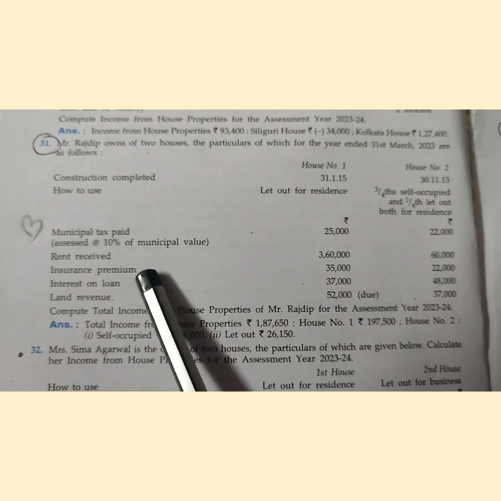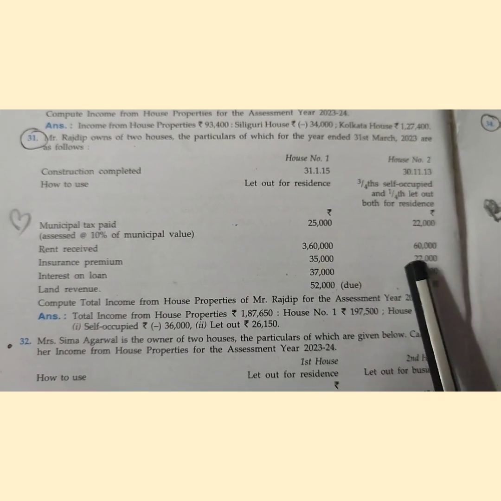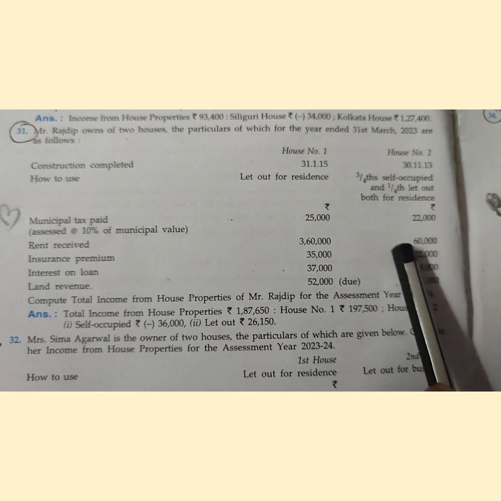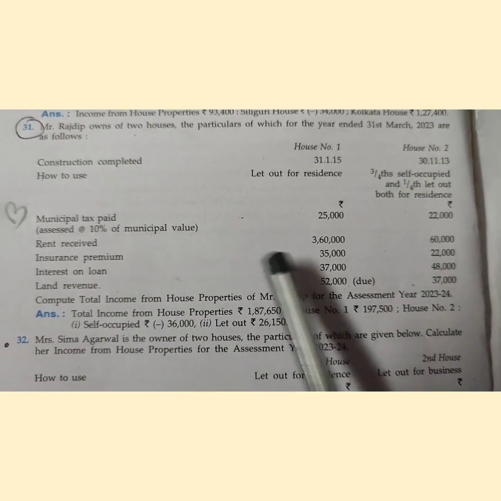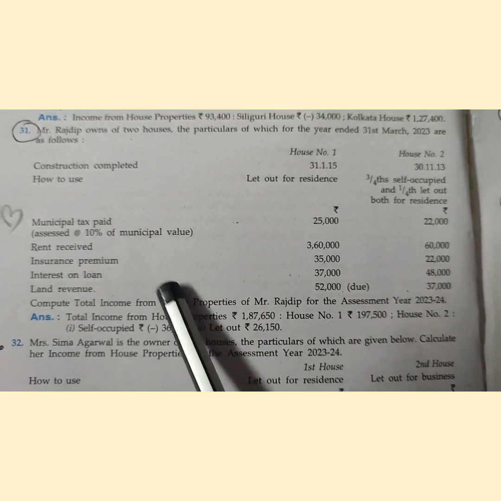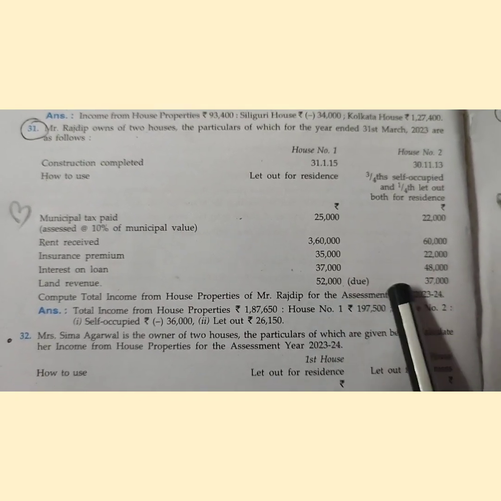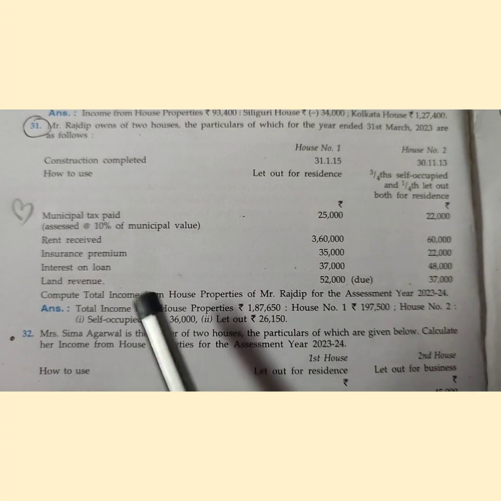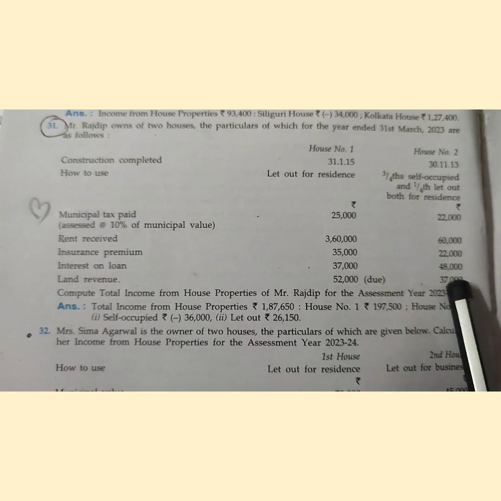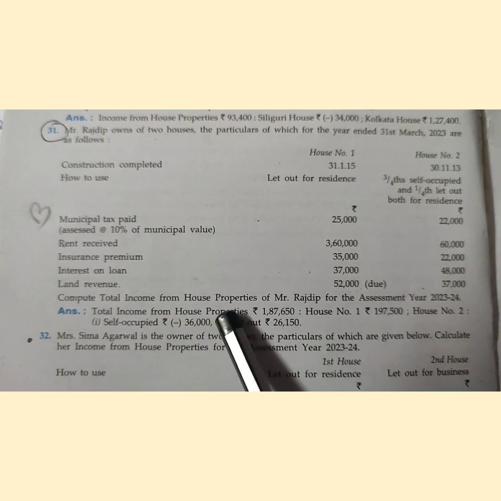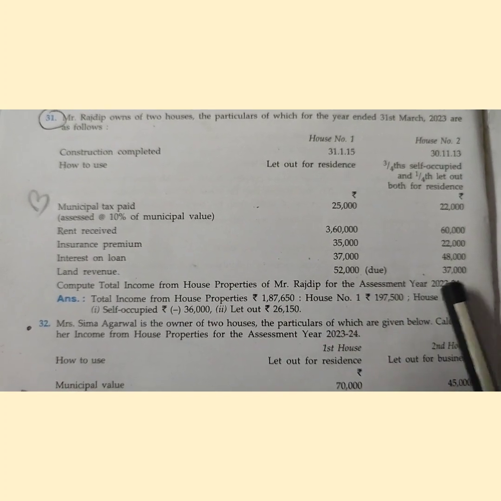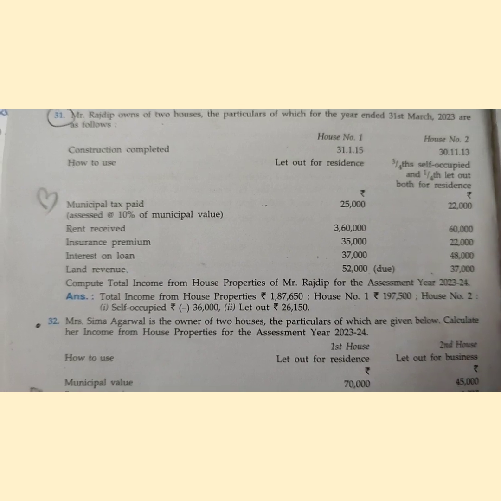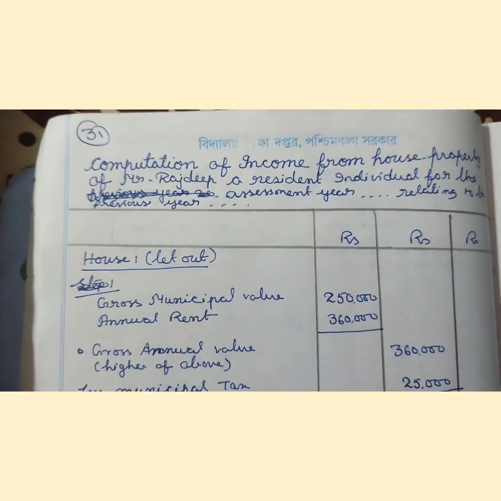Rent received is 3,60,000, and for house 2 it is 60,000, which means for the 1/4 part. Insurance premium is not required. Interest on loan for house 1 is 37,000 and for house 2 is 48,000. Land revenue is also not given. Compute total income from house property of Mr. Rajdeep for the assessment year 2023-24. Now come to the answer.